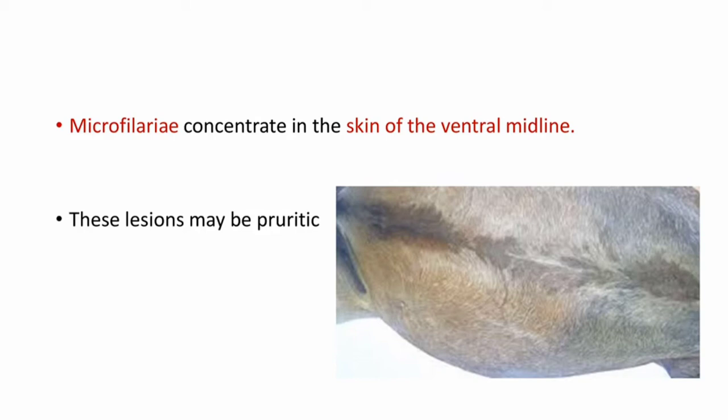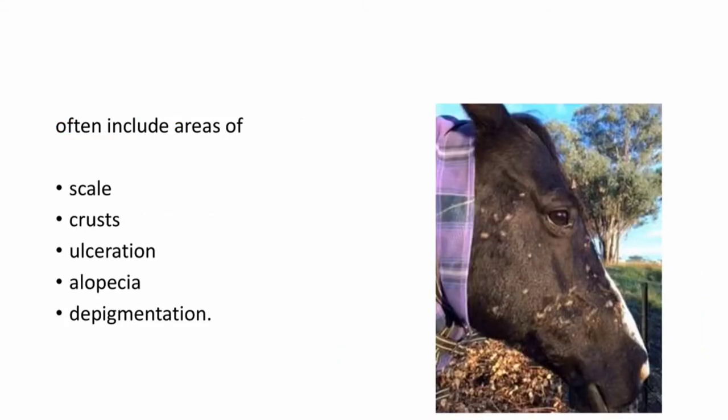Microfilaria concentrate in the skin of the ventral midline, and these lesions may be pruritic. So the microfilaria cause a peculiar ventral midline dermatitis in horses. Often include areas of scale, crust, ulceration, alopecia, and depigmentation.